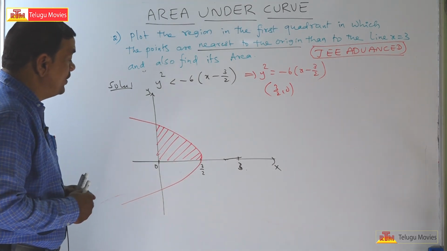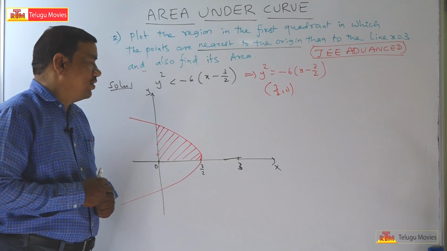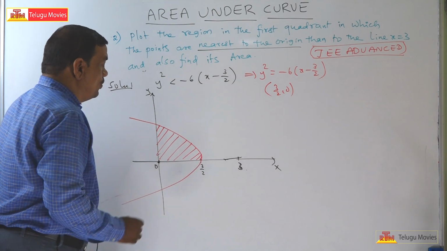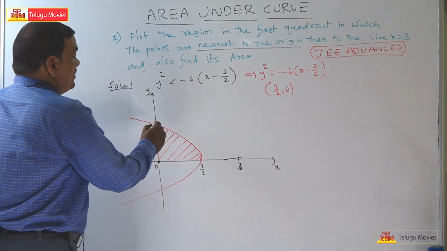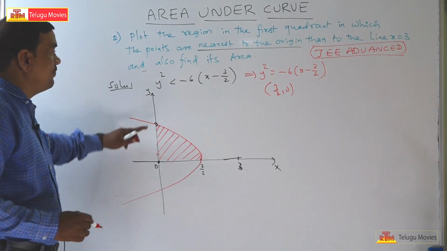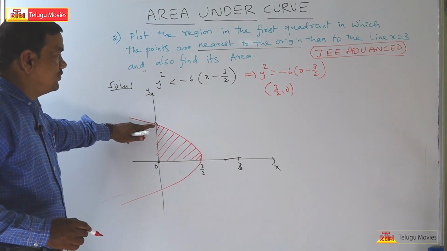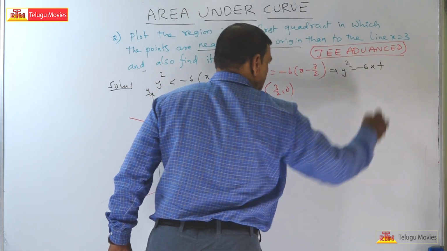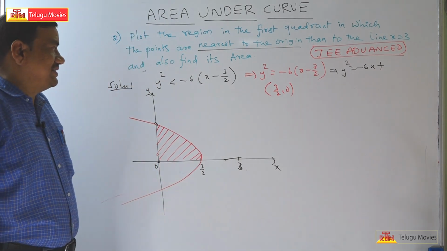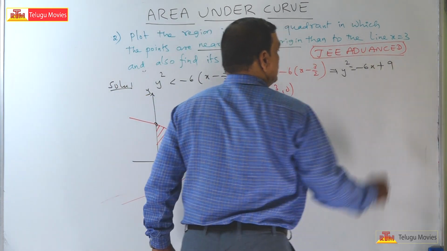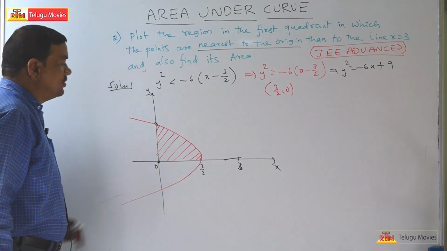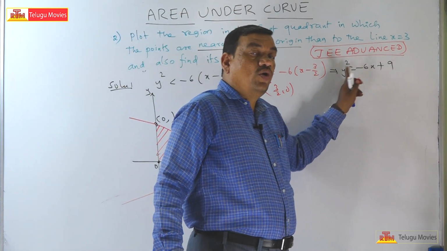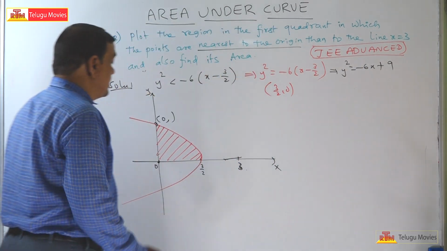Now how to find it? There are different ways you can find it. I will find it with respect to y. Here y square is equal to minus 6x plus 9. To find the upper bound, put x is equal to 0, so y square is equal to 9, therefore y is equal to plus or minus 3.